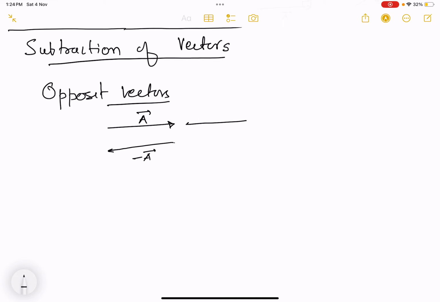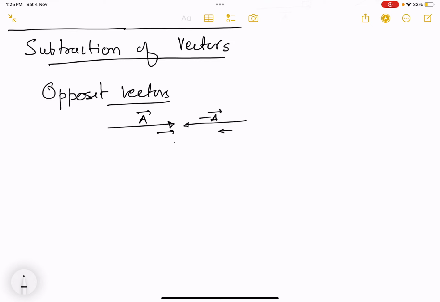Take a vector, flip it, and it will become minus a. You understand this? So how does the direction change? Direction is changed by 180 degrees. Earlier it is pointing to the right side. Now it is pointing to the left side. So direction changes by 180 degrees. So if you remember the opposite vectors, then subtraction of vectors is very easy.